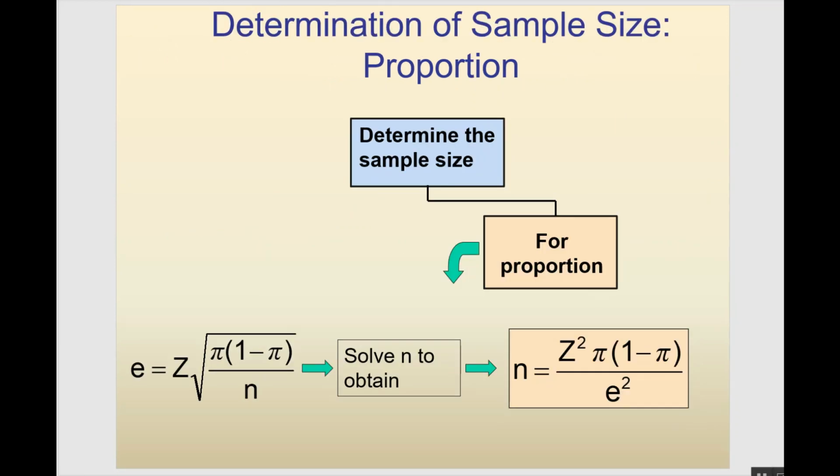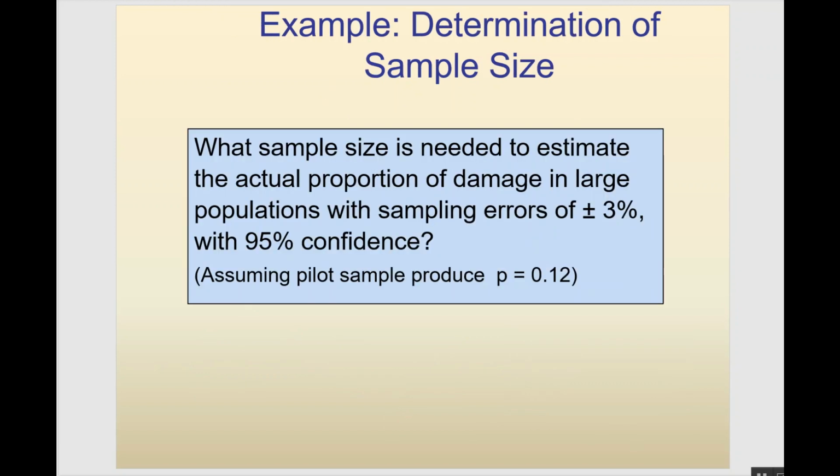So the next is the determination of sample size for proportion. Just now was for mean, now it is for proportion. Same, they modify the formula for proportion into sampling error and then solve to obtain your N, or your sample size. So the example, determination of sample size for proportion. What sample size is needed to estimate the actual proportion of damage in large populations with sampling error plus minus 3%, 95% confidence? We assume a pilot sample produced P, a proportion of 0.12 here.